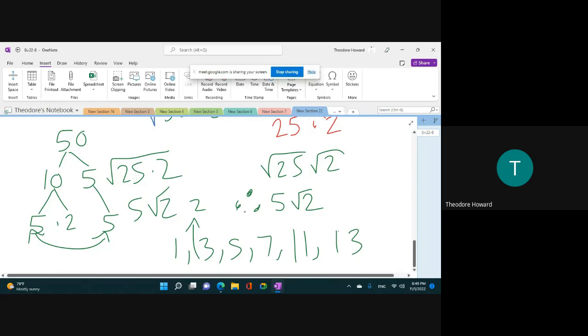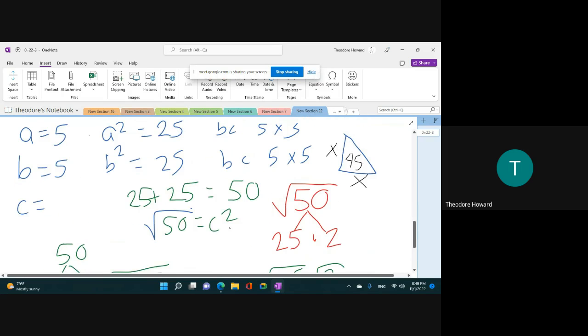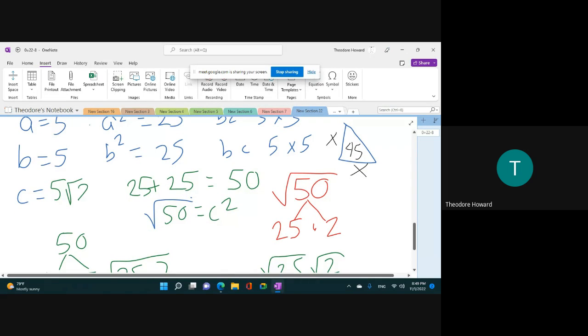All right, so let's get back to this. So we know now that our C is 5 with the square root of 2. So let me ask you this. What do you notice about C, the hypotenuse? If we know that the opposite leg and the adjacent leg have the same length, what about the hypotenuse of this situation?